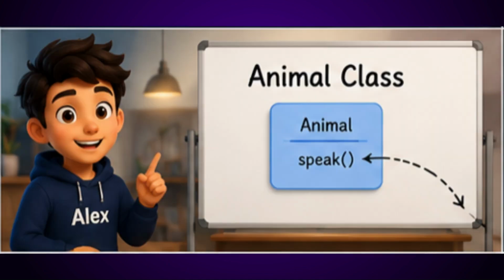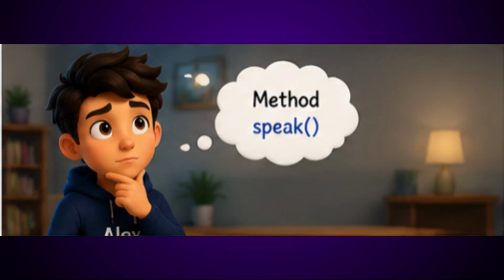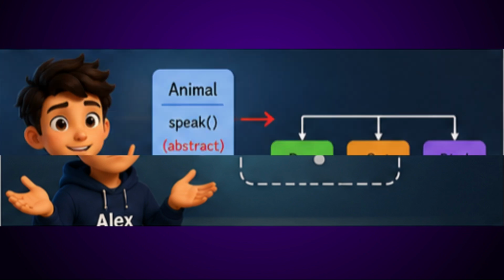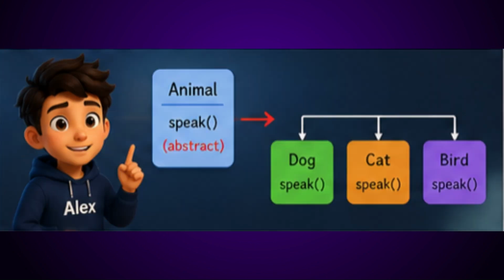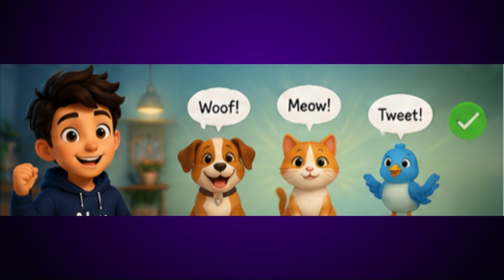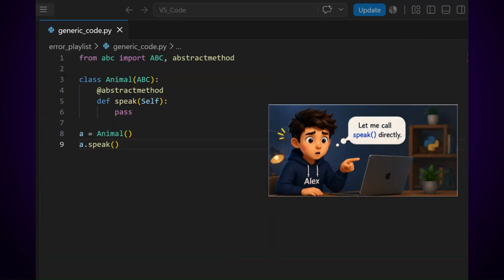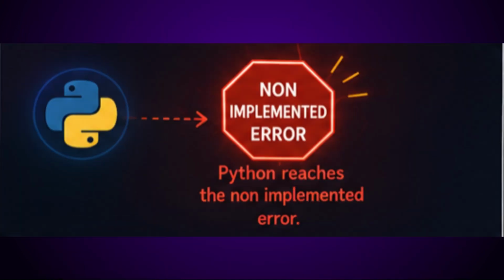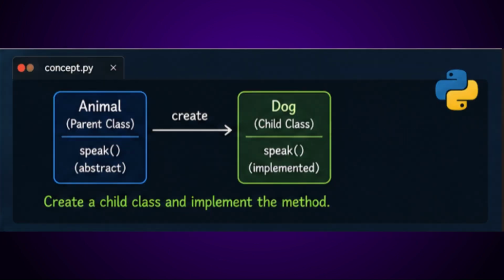In this example, the Animal class defines a method called speak, but the method contains no actual implementation. Instead, it forces child classes to provide their own version. The problem happens when Alex directly calls the unfinished method. Python reaches NotImplementedError and stops.